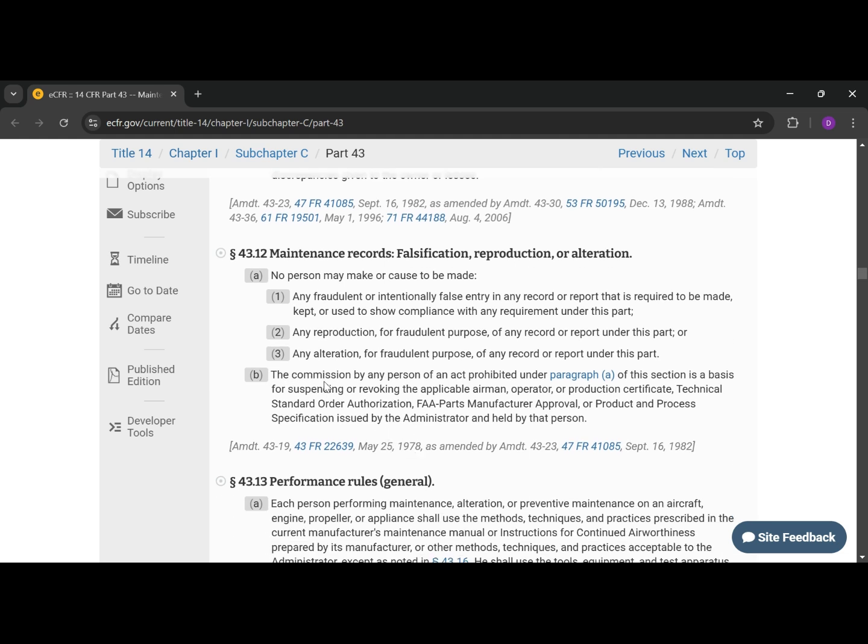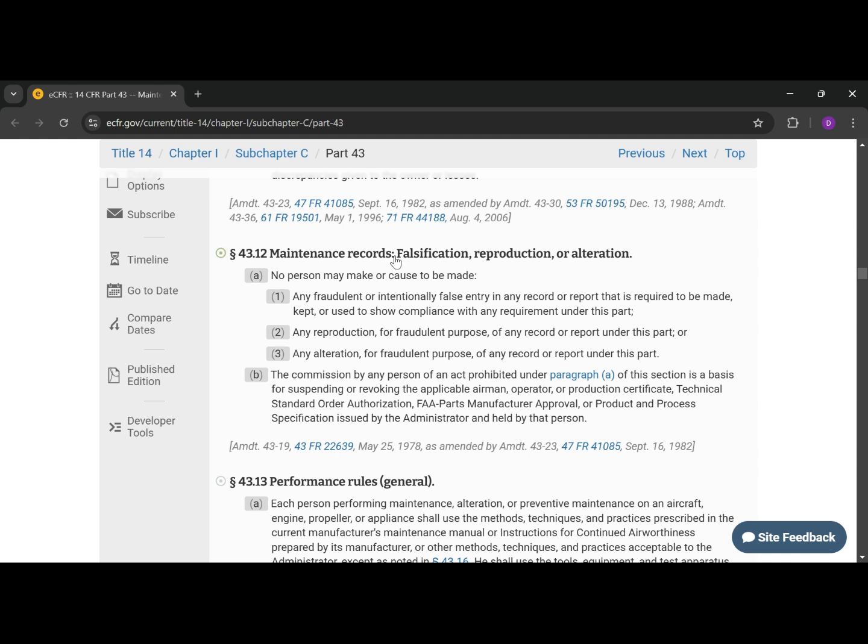The commission by any person of an act prohibited under paragraph A of this section is a basis for suspending or revoking the applicable airman, operator, or production certificate, technical standard order authorization, FAA parts manufacturer approval, or product and process specifications issued by the administrator and held by that person.